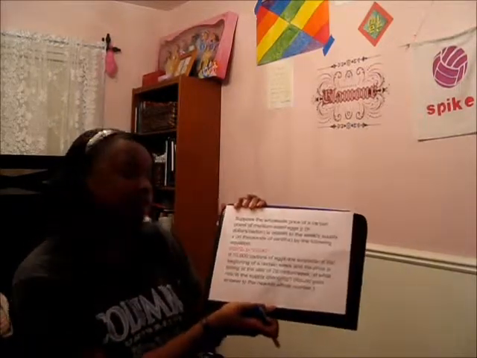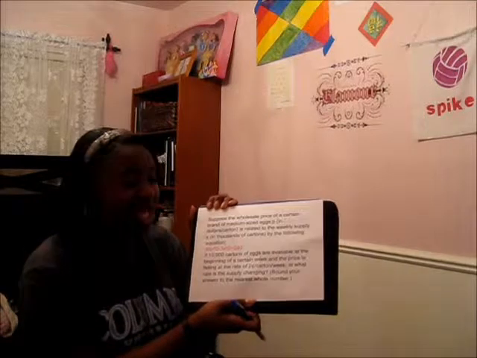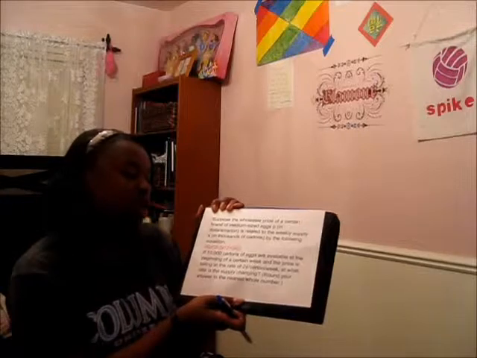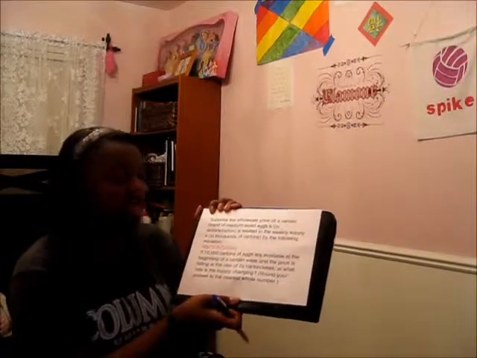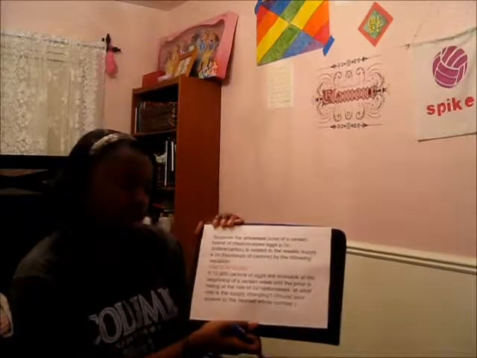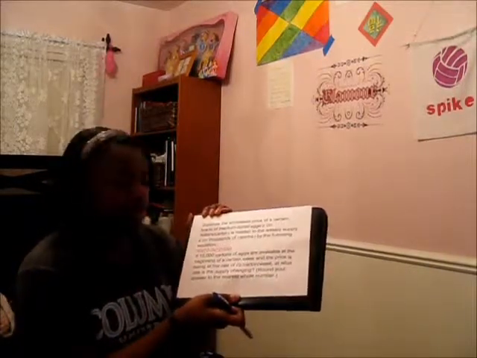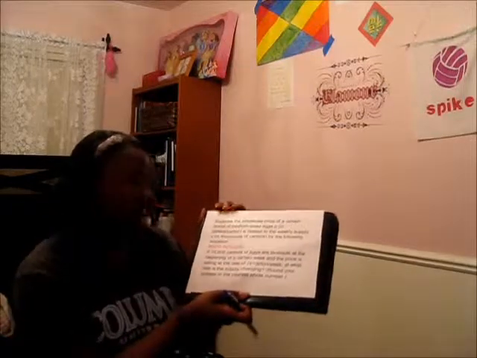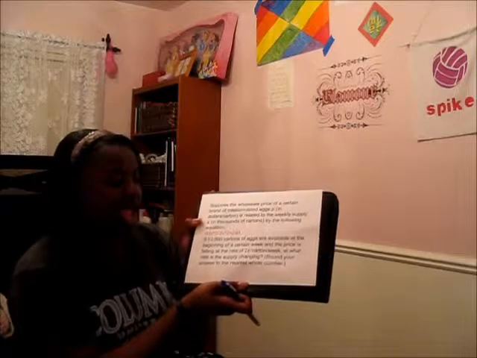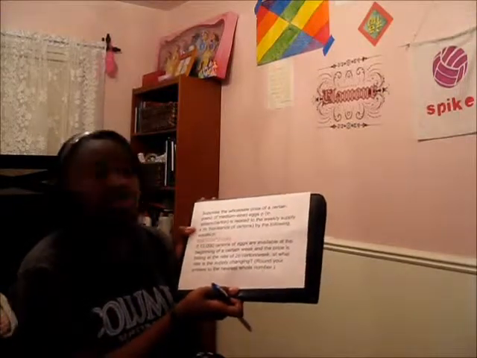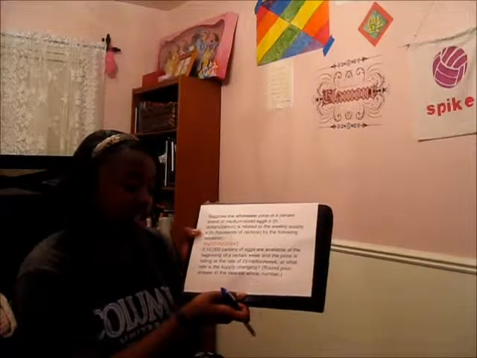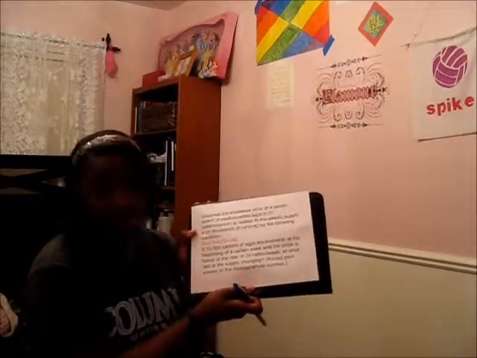Suppose that the wholesale price of a certain brand of medium-sized eggs, P, in dollars per carton, is related to the weekly supply, which is X, in thousands of cartons, by the following equation. 90p squared minus 3x squared is equal to 240. If 10,000 cartons of eggs are available at the beginning of a certain week, and the price is falling at the rate of 2 cents per carton per week, at what rate is the supply changing? And round your answer to the nearest whole number.